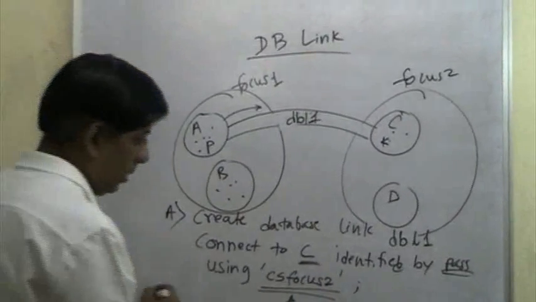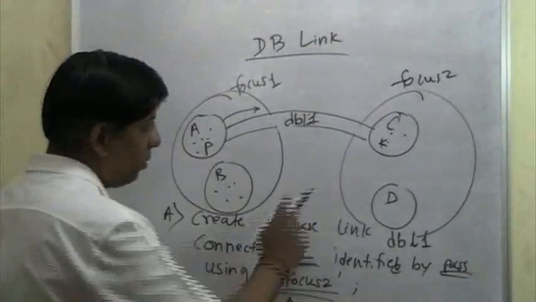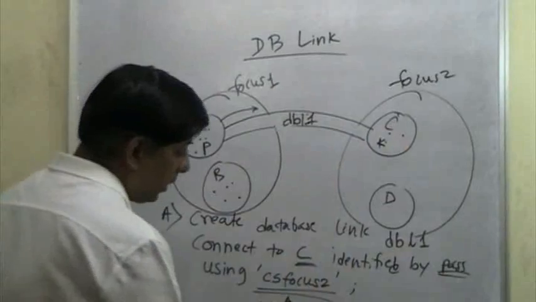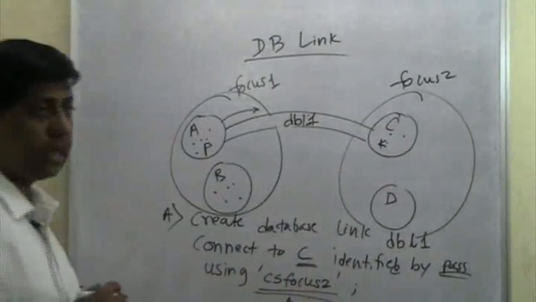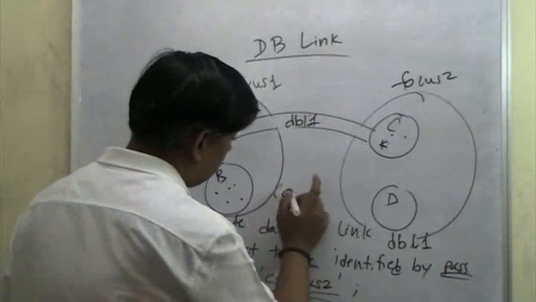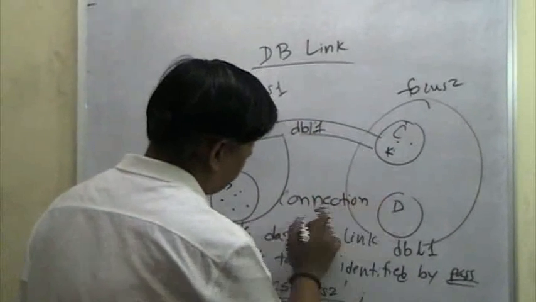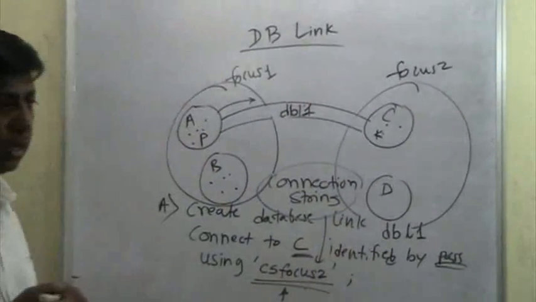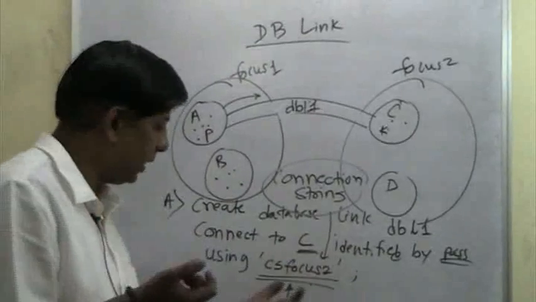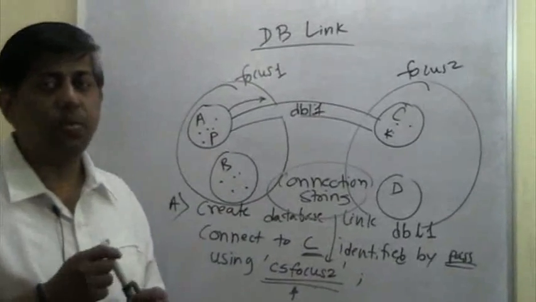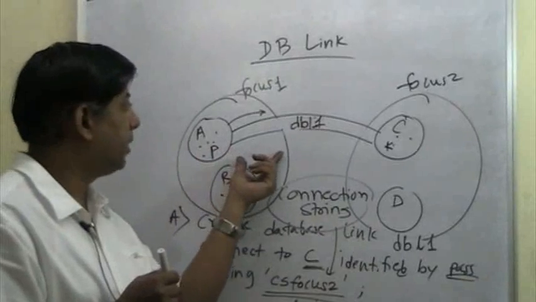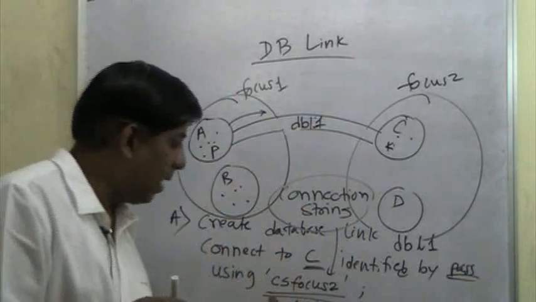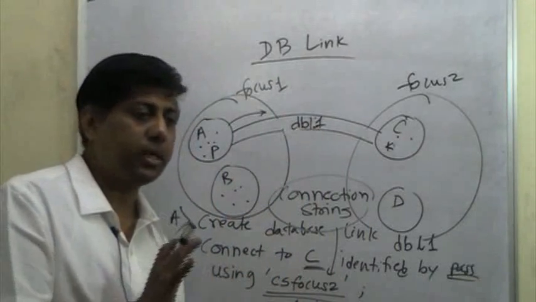So what are the important things here? The login ID of the user that we are creating a DB link to, the password of that user, and then this is called a connection string. Connection string, I will write it down here. This is a connection string, CS focus 2. It doesn't need to be CS1, it could be anything, but it is a word which will allow one database to connect to another database. I'm just going to stop here and say that this is a connection string.